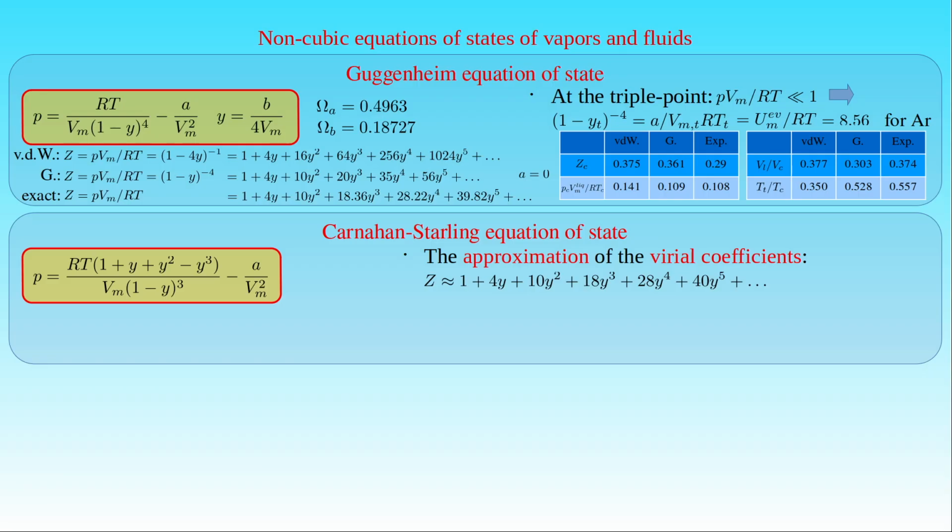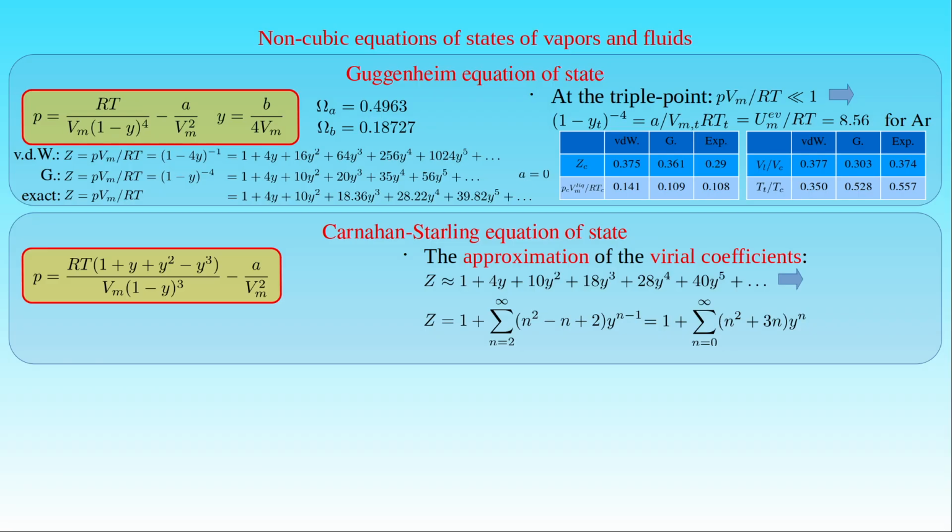Carnahan and Starling wrote this infinite sum as 1 plus the sum of the multiplication factor n squared plus n minus 2, times y raised to the power n minus 1 from n equals 2 to infinity, which is equal to 1 plus the sum of the multiplication factor n squared plus 3 times n, times y to n from n equals 0 to infinity.